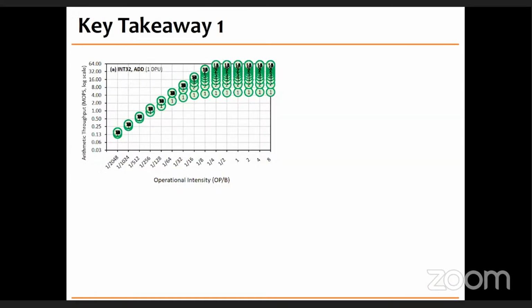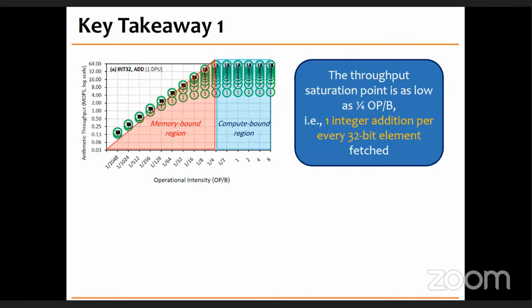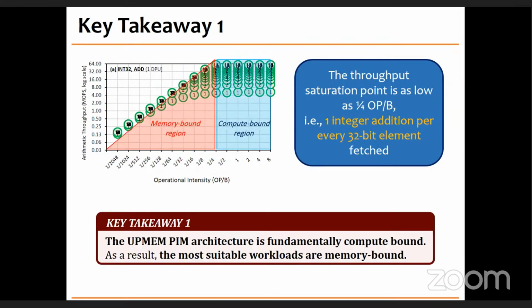And finally, some key takeaways. The first key takeaway is something that we just discussed. In the UPMEM PIM architecture, most of the workloads are compute bound. It's an architecture that is compute bound. Most of the workloads are going to be here in the compute bound region because normally we will see that the execution on the pipeline takes longer than the access to MRAM, or the data movement between MRAM and WRAM. And this is why we expect that most suitable workloads are those that are memory bound on conventional architectures.